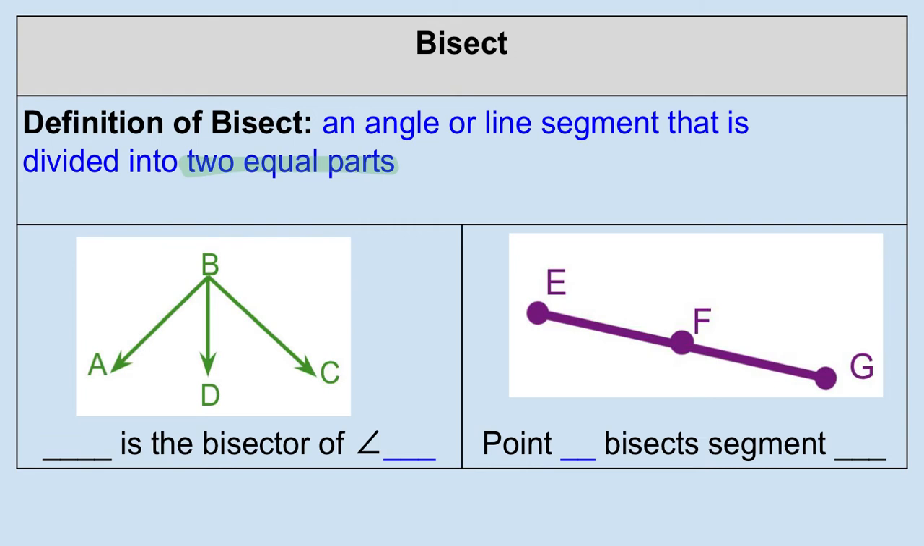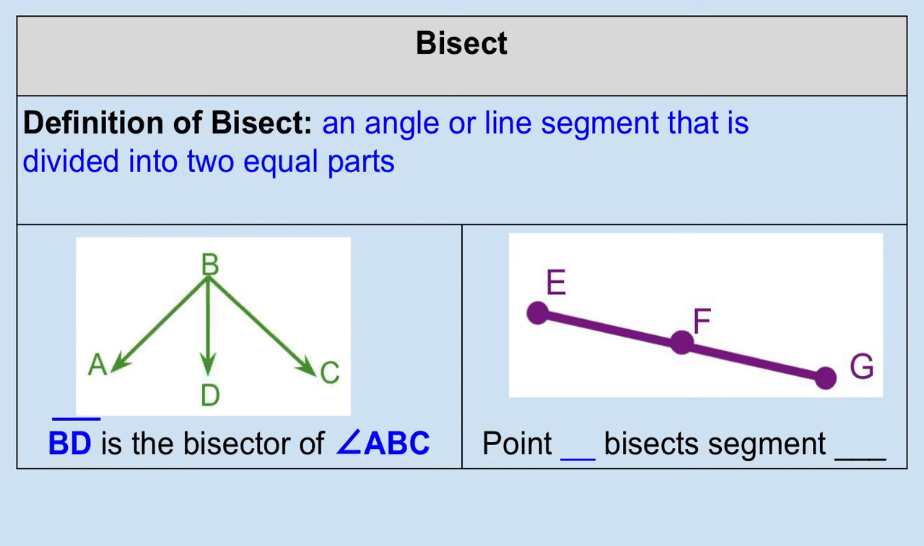So if you look, we've got this big angle here, ABC, and we are going to try to bisect that angle, which means divide it in half. And if you look right down the middle here, BD is what is bisecting that. So we would write that line BD is the bisector of ABC.